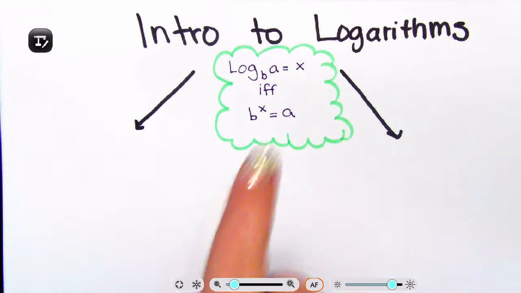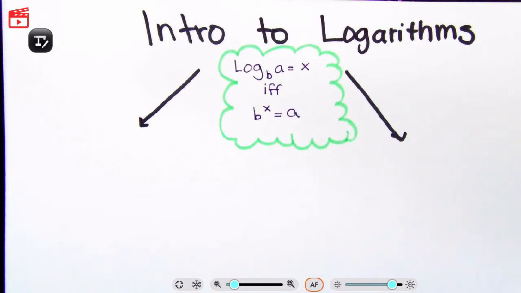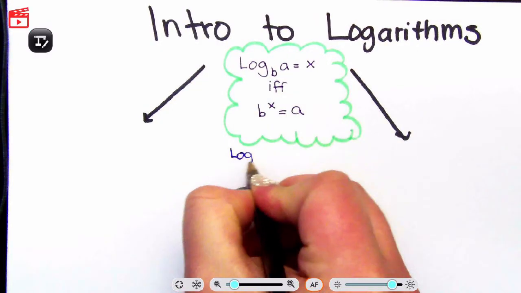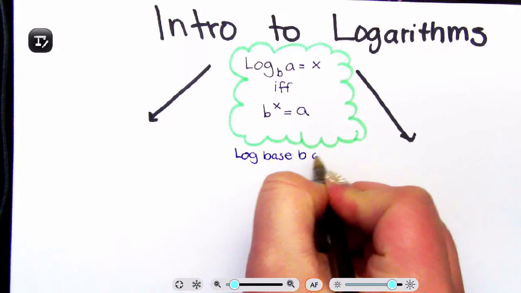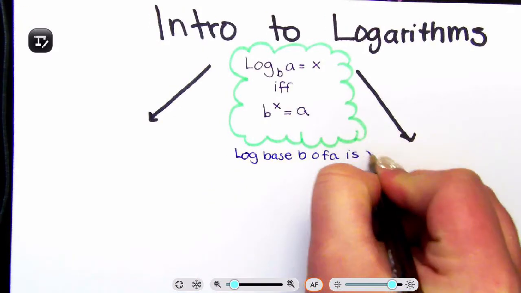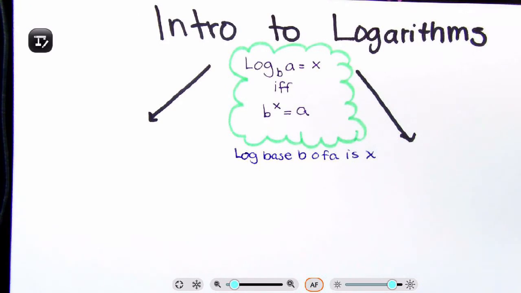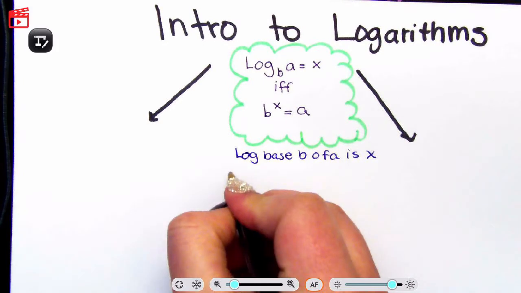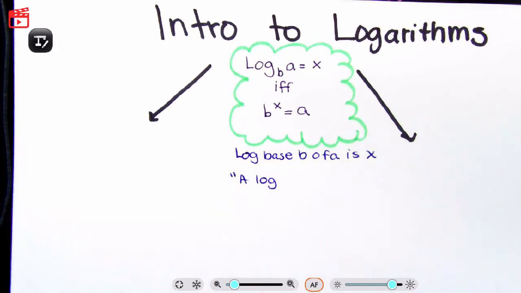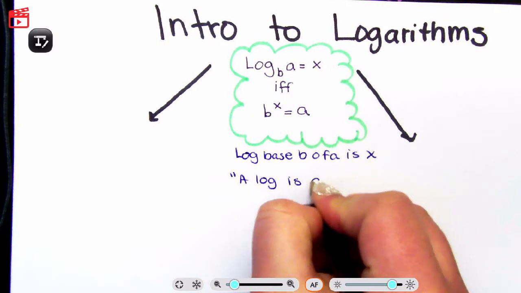All right, let's go ahead and talk about this in the green thinking bubble. So this says log base b of a is equal to x. I'm actually going to write that down. So that's log base b of a is x. Now, logarithms are exponents. I'm going to repeat that. A logarithm is an exponent. So I'm going to write that. A log, we're going to abbreviate logarithm by just saying log, is an exponent.